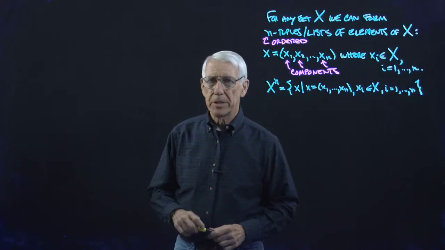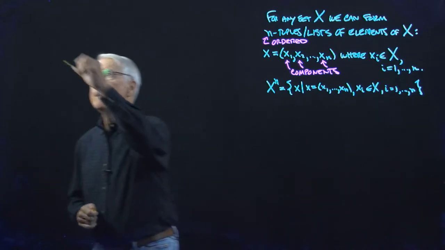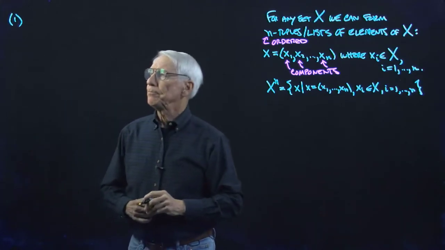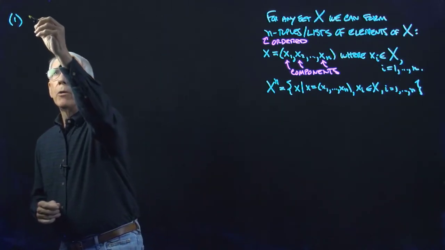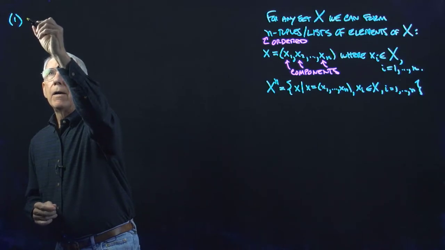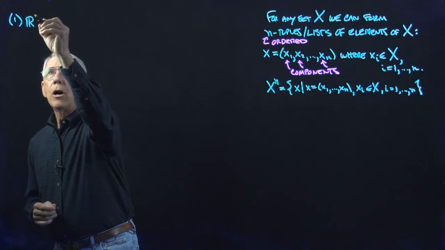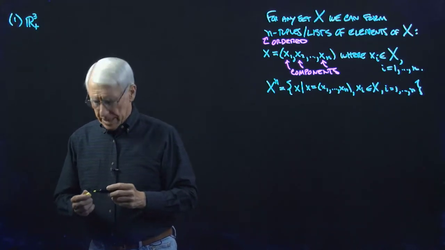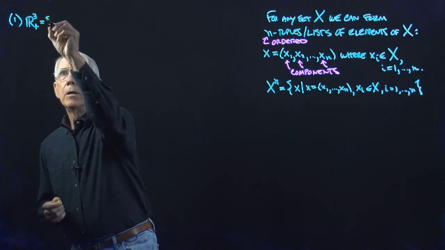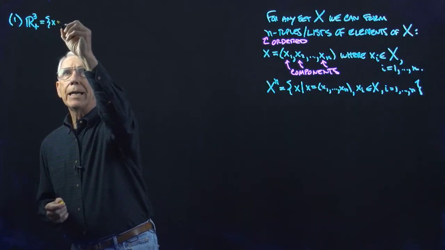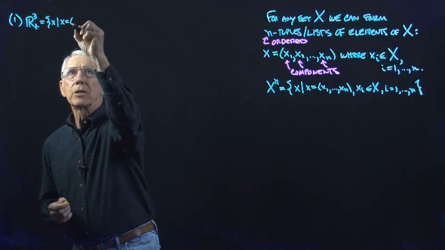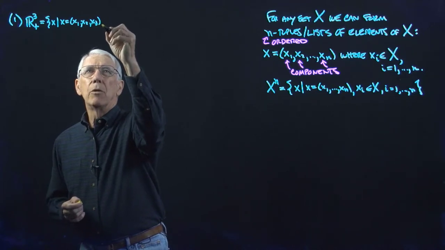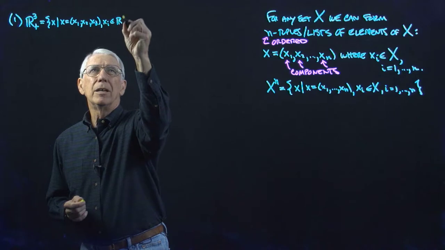Now let's do a couple of examples, as we said. Let's start with the first example here. And in this example, we're going to be looking at R3 plus. Now, of course, we know that that's the set of all x such that x equals x1, x2, x3, with all the x's in R.